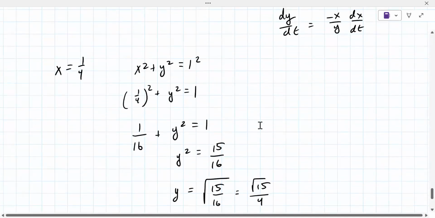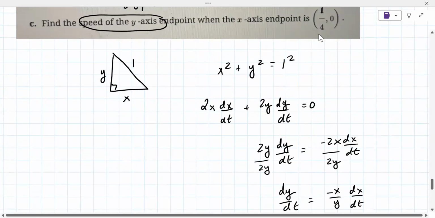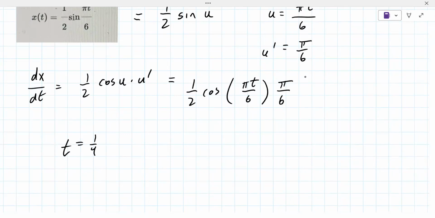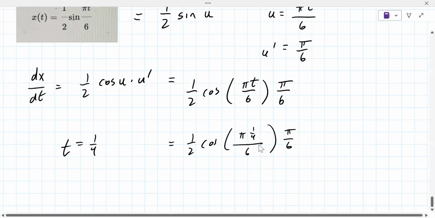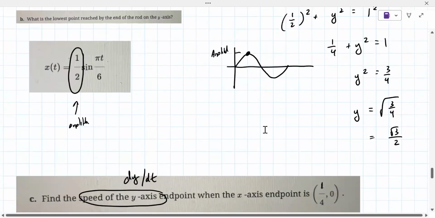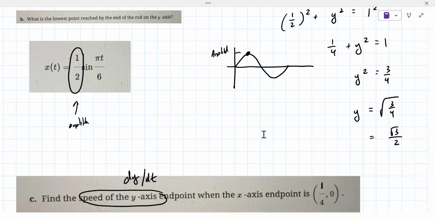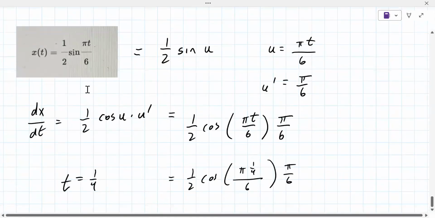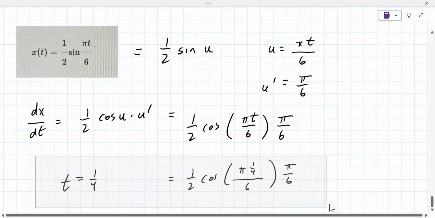Now we have to evaluate it because we want the derivative at a certain point, when x is 1/4. So we have to put t equals 1/4 in here: 1/2 cosine of 1/4 pi divided by 6 times pi over 6. And I don't think that works out all that nicely, which is a little surprising here. Let me just double check this. Okay, so I made a mistake here. So this is all fine. Forget about this last part for a moment here.